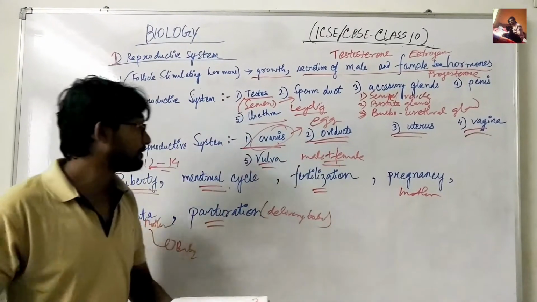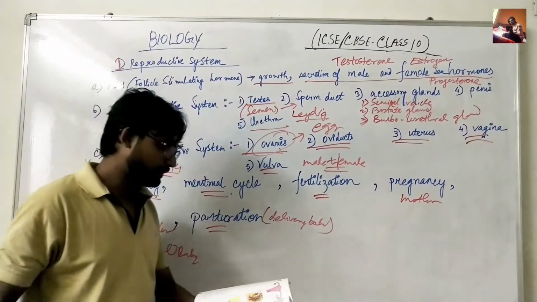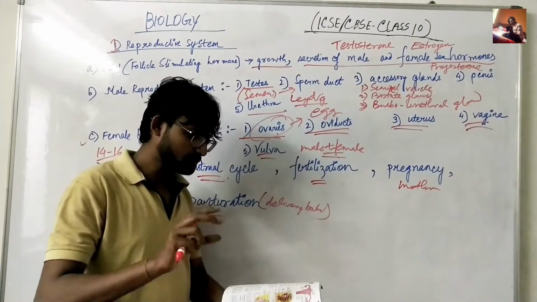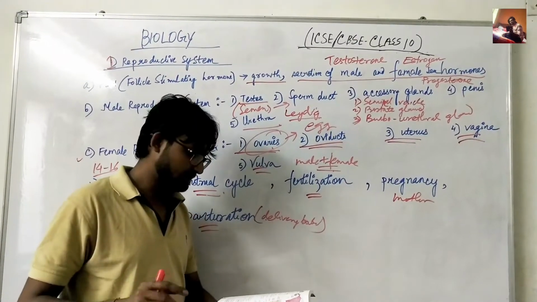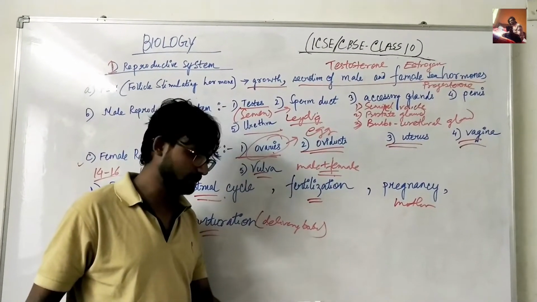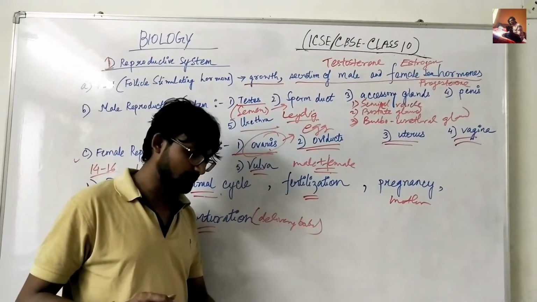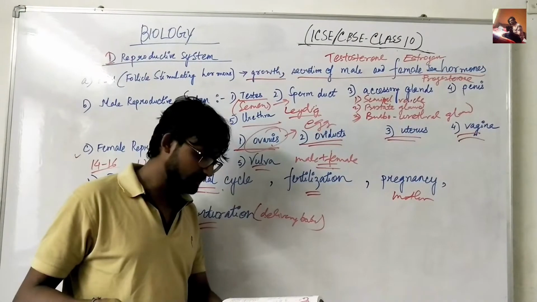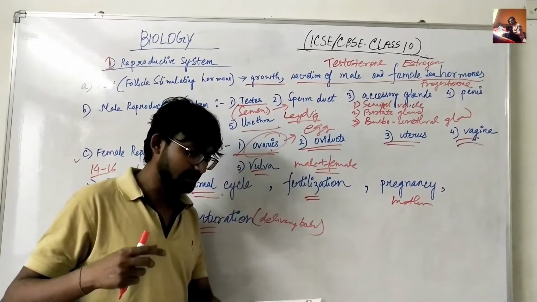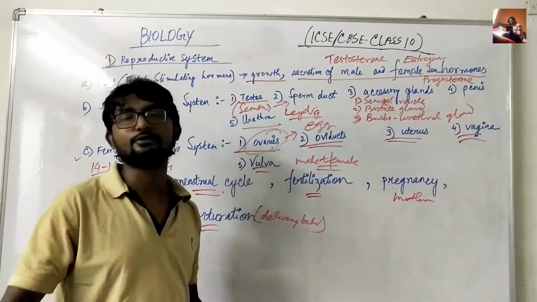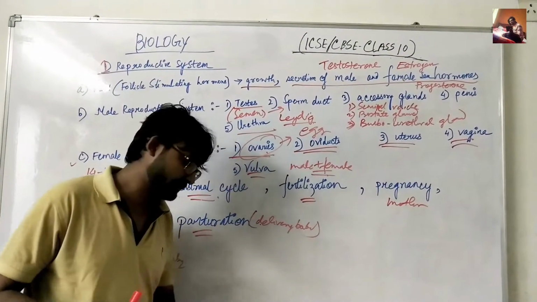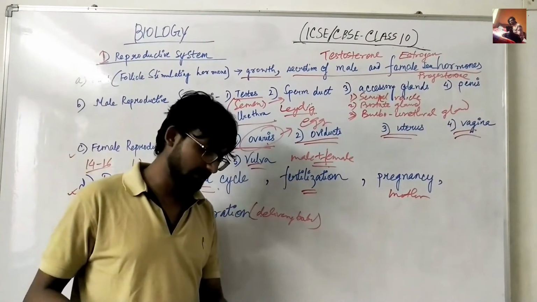If I come to the female reproductive part, the ovaries are two small structures present over here, which produce an egg. Again I'm telling you the terms you need to know: follicle, Graafian follicle, and oogenesis. Oogenesis is a process where a normal cell develops into a mature ovum.